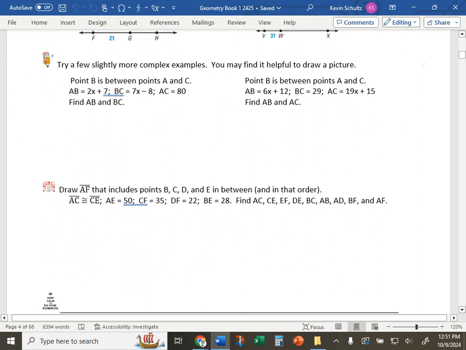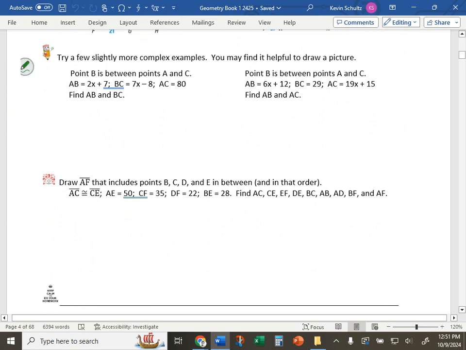So, here we go. Point B is between points A and C. I will recommend this several times during the course of the geometry here. Drawing a picture is very helpful. Visualizing what you have here. It says point B is between points A and C.